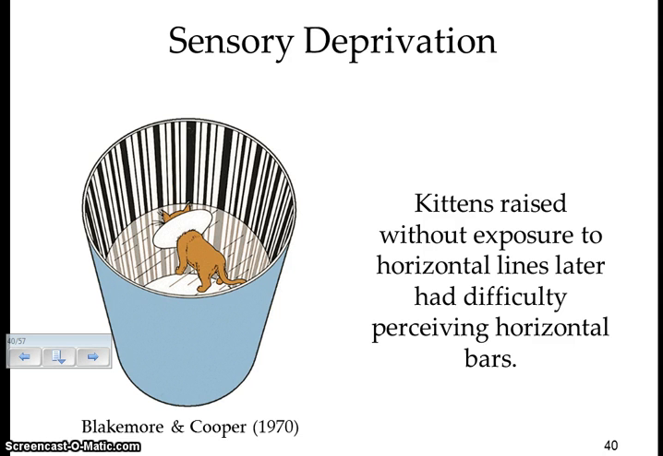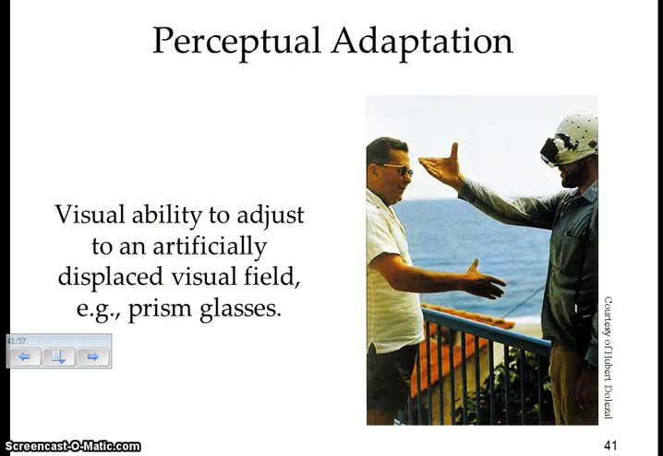Sensory deprivation: kittens raised without exposure to horizontal lines later had a difficult time perceiving those horizontal lines as bars. They put the little cone on the kitten, and they can't tell these lines. And remember, it's psychology. It's okay to experiment with animals as long as you're going to gain new information. Perceptual adaptation is the visual ability to adjust to artificially displaced visual fields, like prism glasses or 3D glasses.